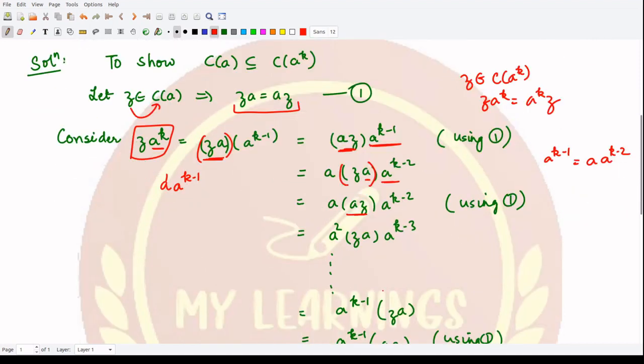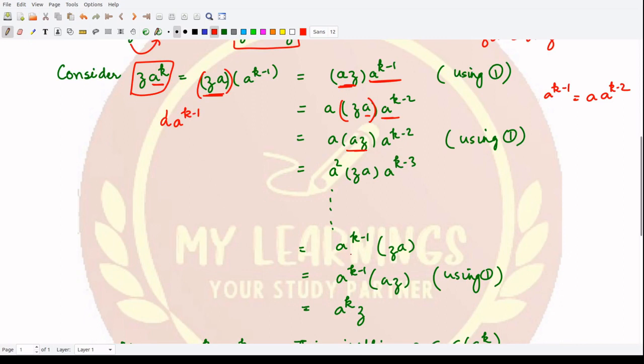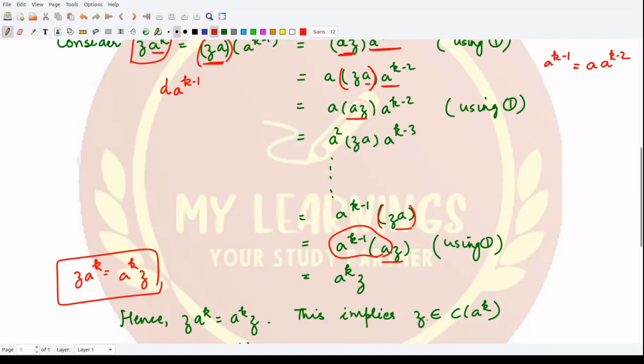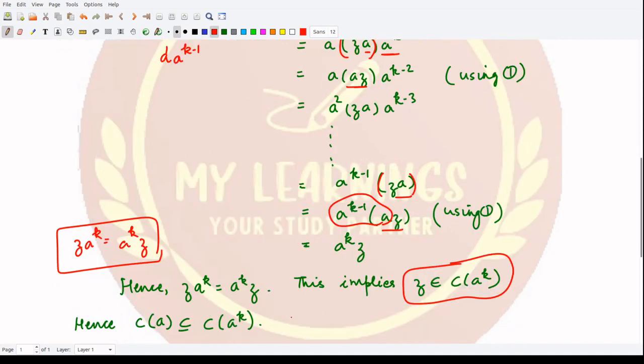So we can continue this procedure until we obtain this last step where we have A raised to power k minus 1 here and za here. Again we can use equation 1 to write za as az because they both commute with each other. Now you can club up these powers to become A raised to power k into z, right? So from here you have z A raised to power k equals A raised to power k into z. So that means z would be a member of the centralizer of A raised to power k, and this is what we have to show for the first part.